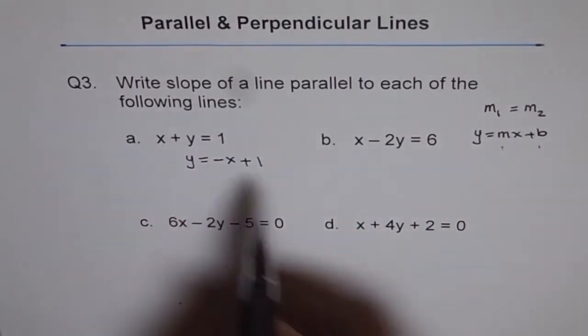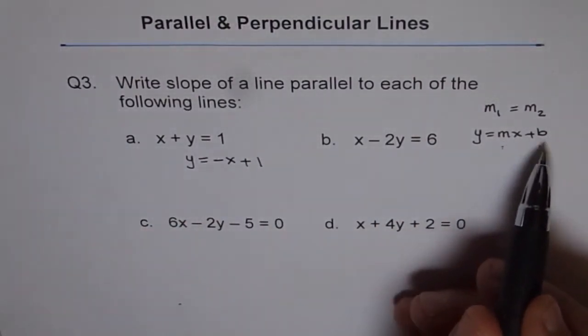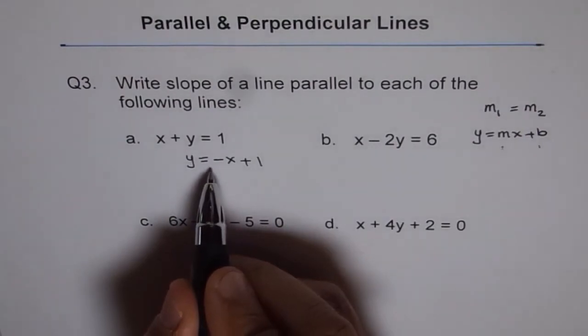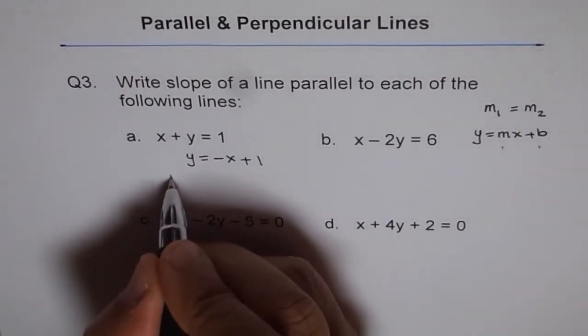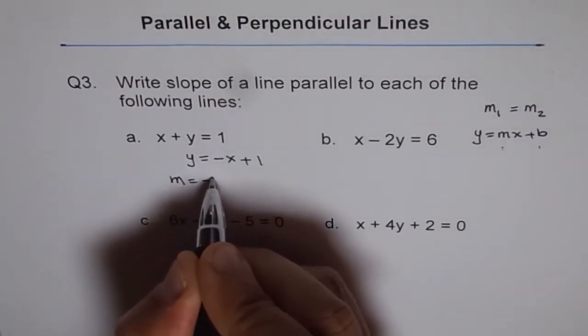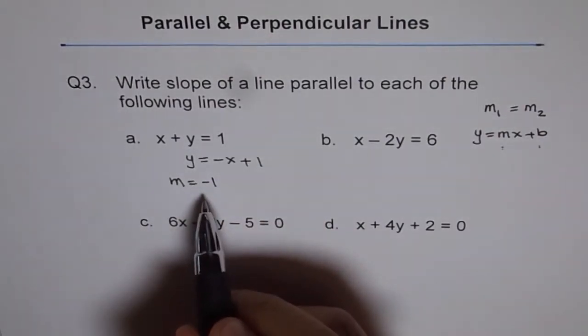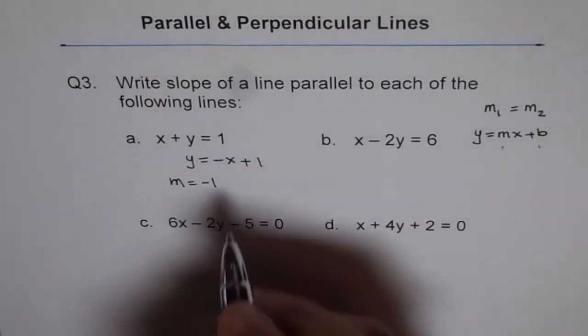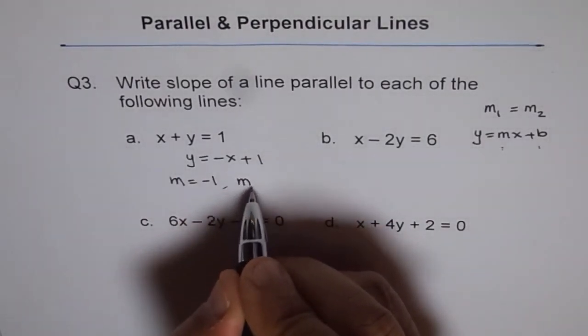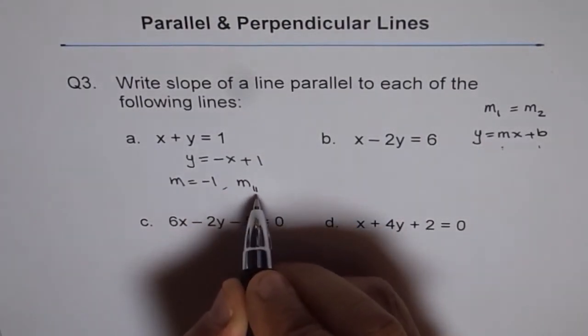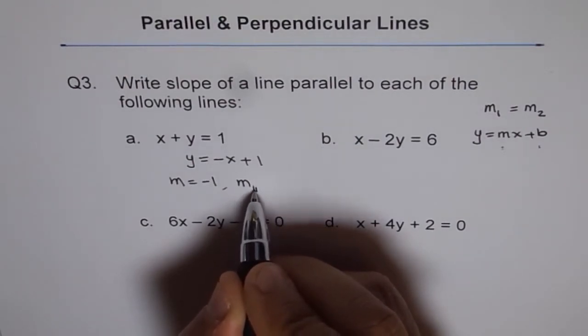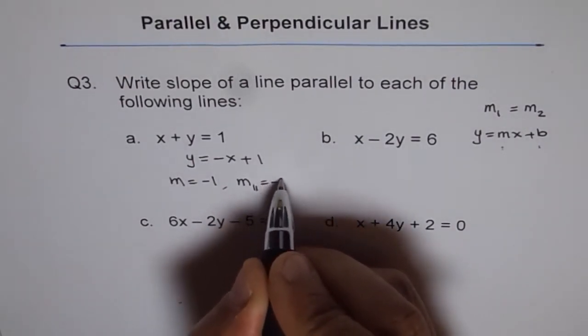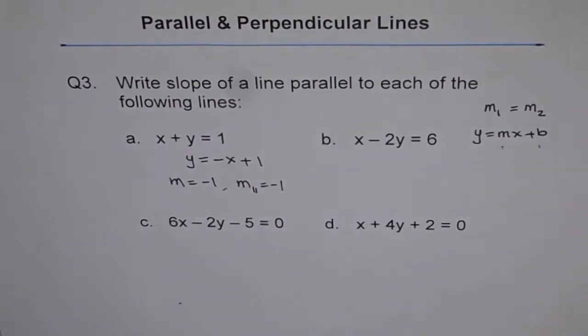Now if you compare this with y equals mx plus b, you know what the slope is? The slope is minus 1. So the slope is m equals minus 1. So that is going to be the slope of the parallel line also, right? So we'll say slope of parallel line, I'm putting two lines here, should be minus 1. So that is my answer, correct?